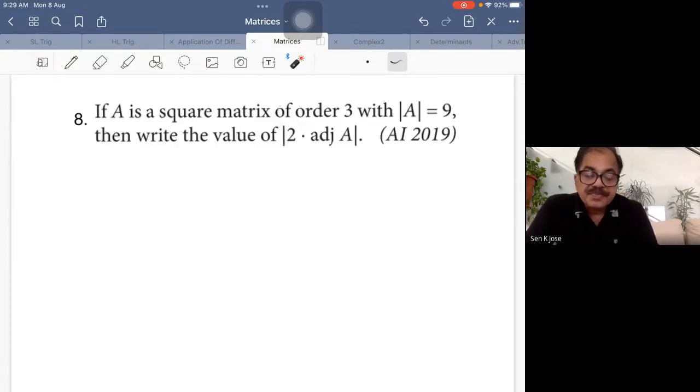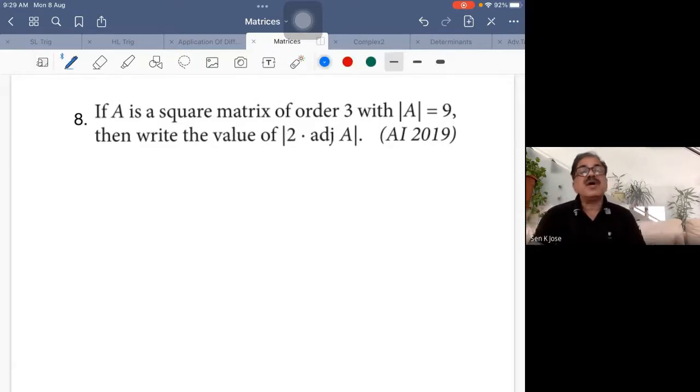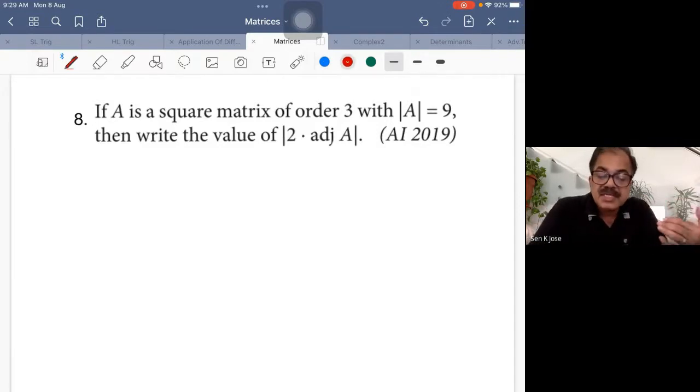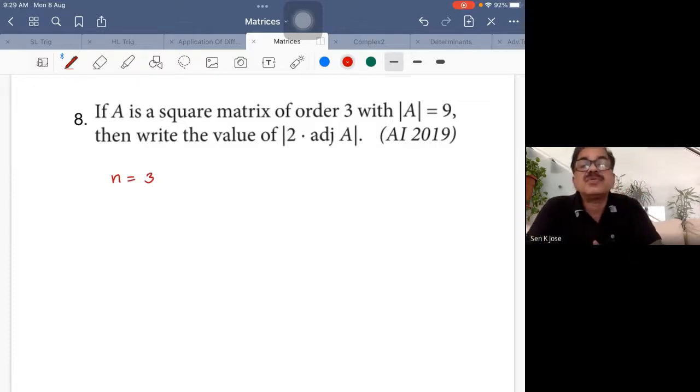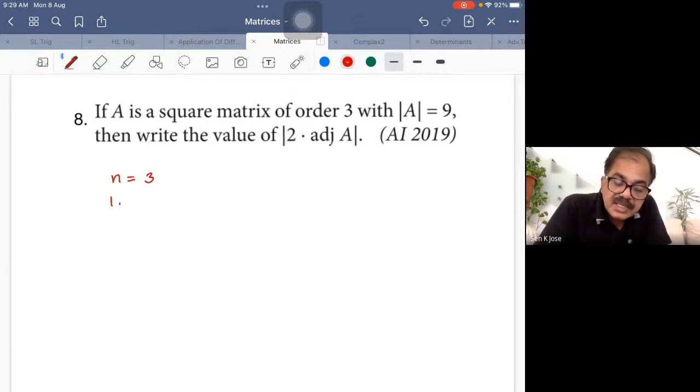Question 8 here. If A is a square matrix of order 3. So as you are reading this question, you should collect the information from that. It says it's a square matrix of order 3. So n is equal to 3. And then they say determinant A is equal to 9. The question is to find out the value of determinant of 2 times adjoint of A.